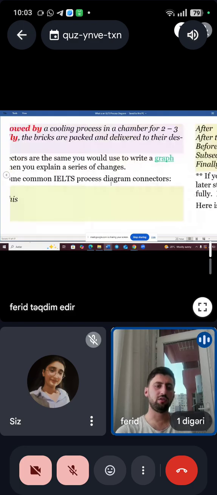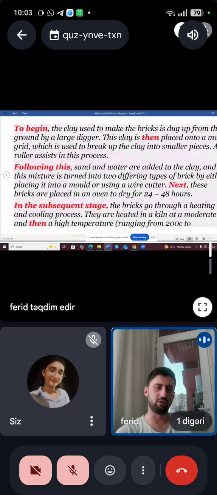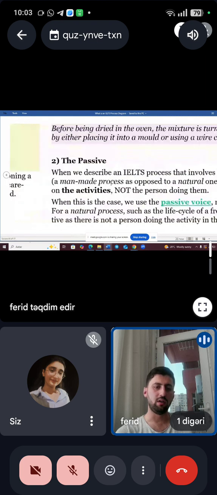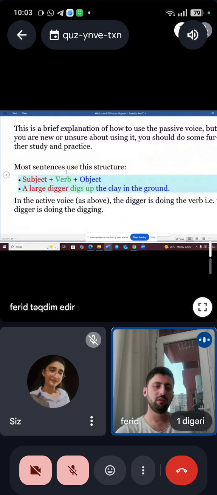Okay, so firstly, as I mentioned before, you must know these sequential orders. To begin, following this, etc. And after that, you need passive voice. All the sentences must be changed into passive voices. That's why I don't advise you to write, for example, this sentence: a large digger digs up the clay in the ground. No, I don't advise you.